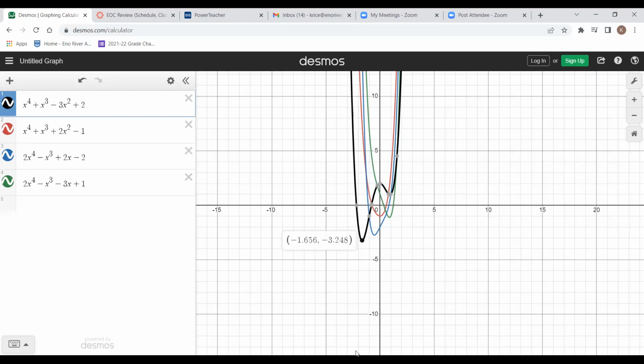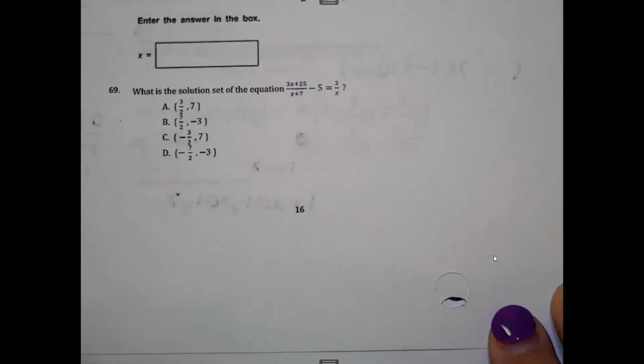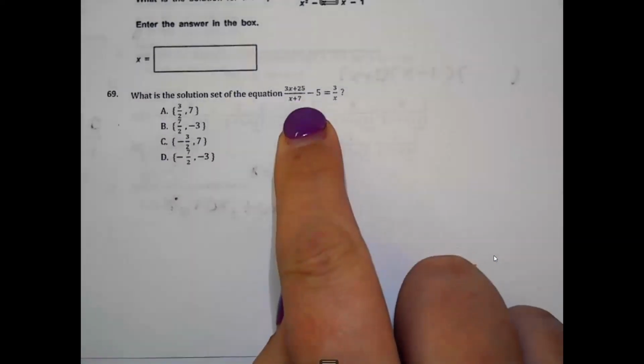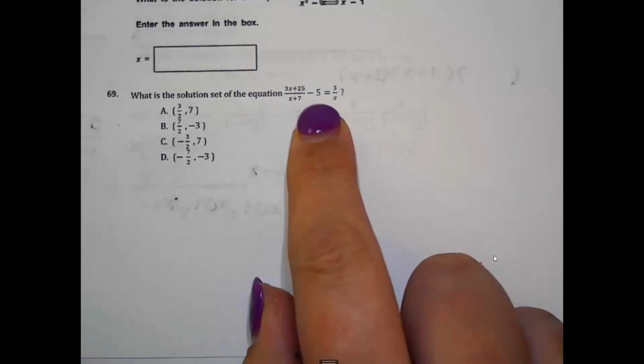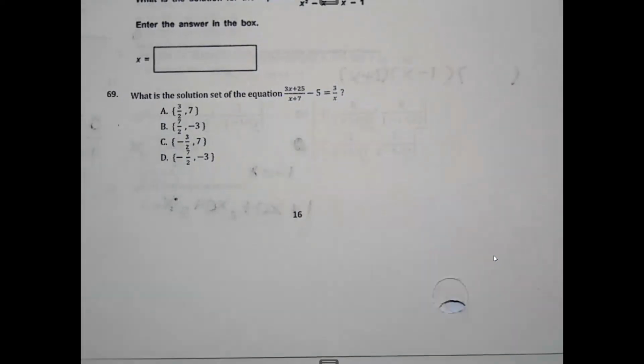69. What was confusing about 69? Just graph it. It's just solving an equation. So graph this, graph that, and see where they cross. Yeah, you're good.